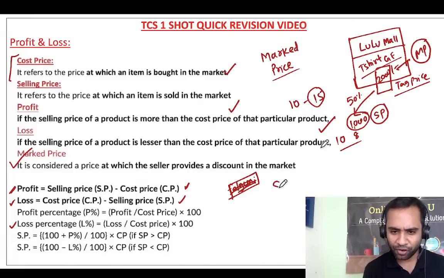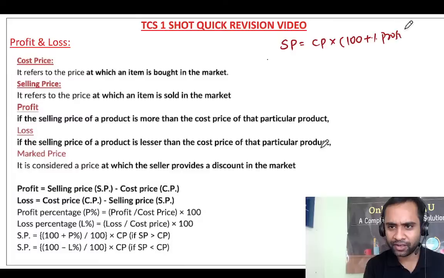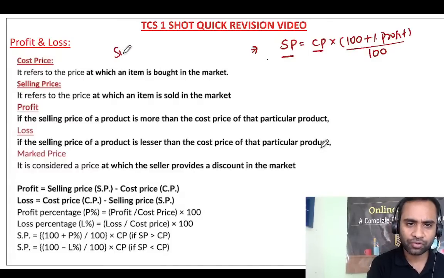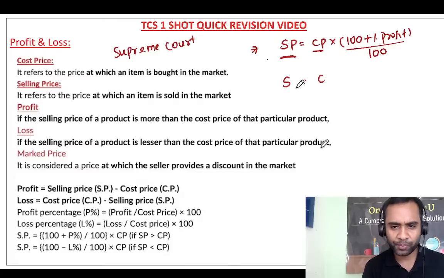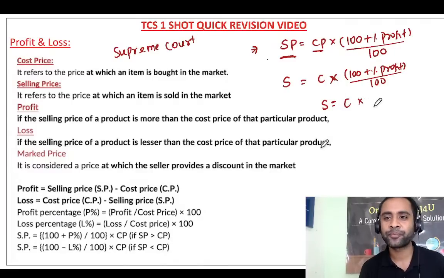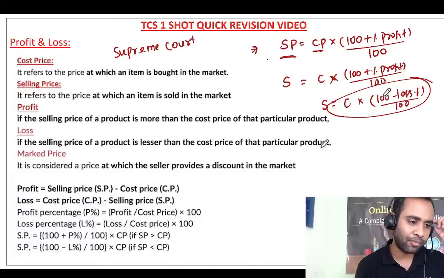Okay, selling price. Please try to remember the selling price formula. Selling price will be equal to cost price into 100 plus percentage of profit divided by 100. Now, if in the exam you forget this, how do you remember it? Supreme Court. You know Supreme Court, right? So S is equal to C, Supreme Court, into, if there is a profit, my dear friends, add it to 100 and divide by 100. So SC, Supreme Court. Now if there is a loss, subtract from 100 and then divide by 100. Like this we have to keep the formula in our mind.